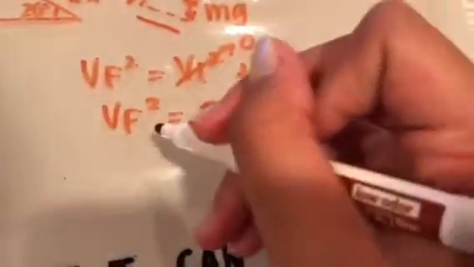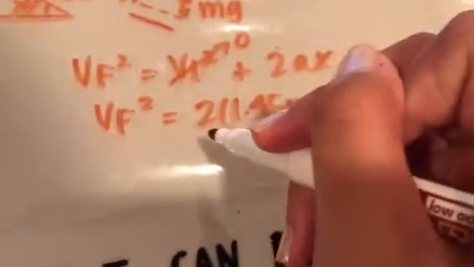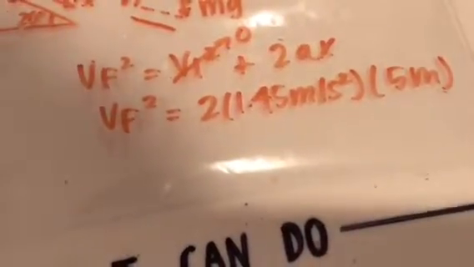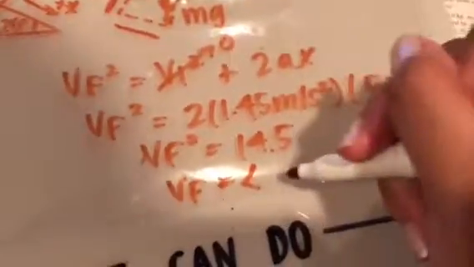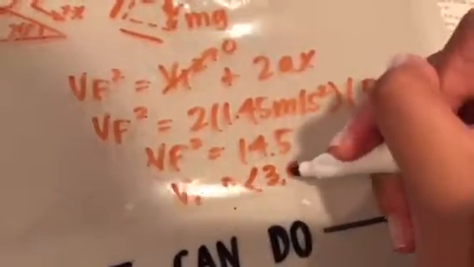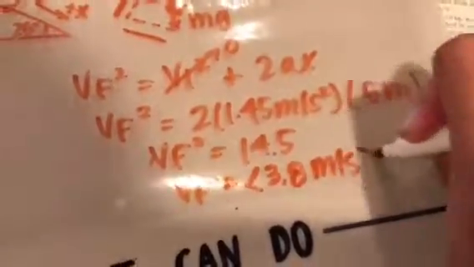By doing this, we should get our Vf squared equaling 14.45, but of course we need to square root that. Sorry, I'll write my steps down. So our Vf equals 3.8 meters per second. Boom.